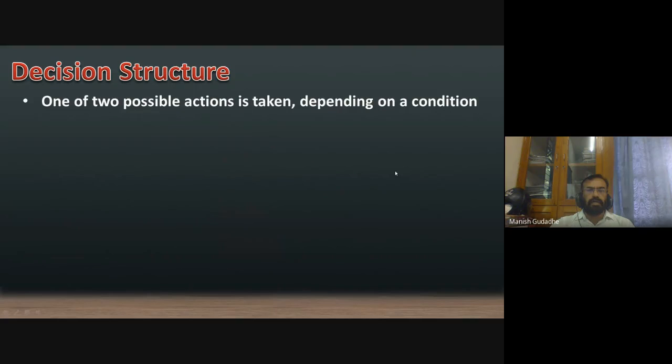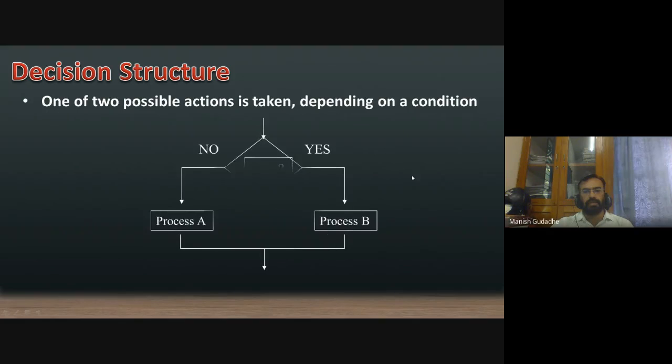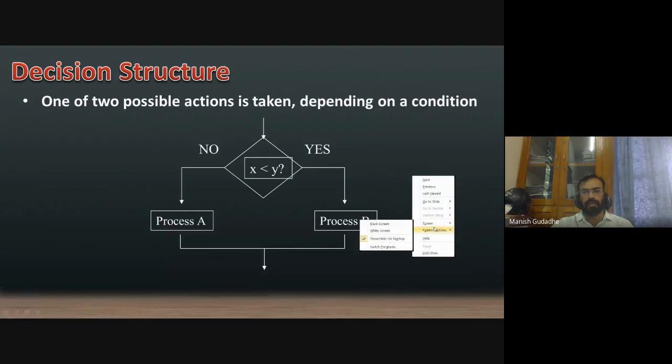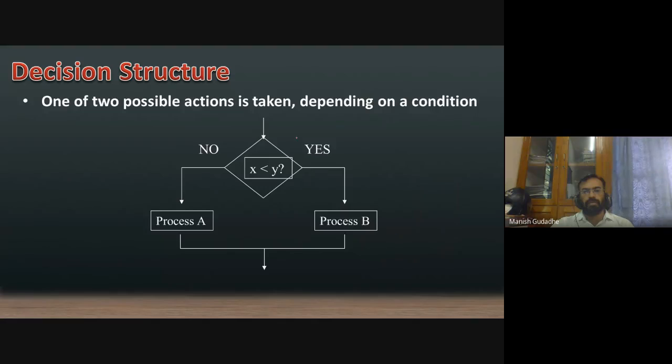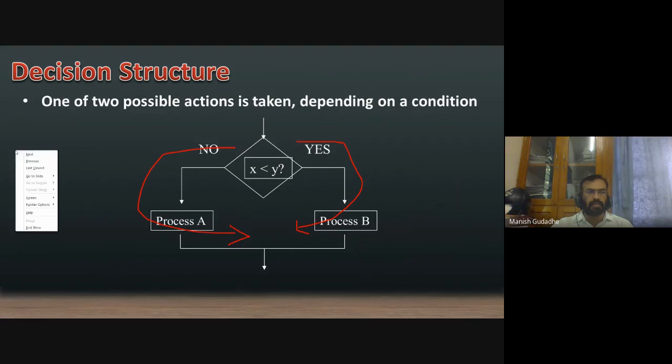You can go for a decision structure where one of two possible actions needs to be taken. Depending on the condition, this will be the way you are going to work on it. If yes, this will be the action taken. If no, this will be the action taken. So your decision box will look something like this.